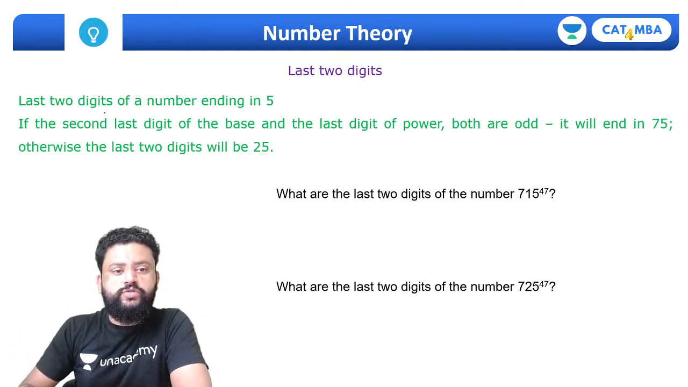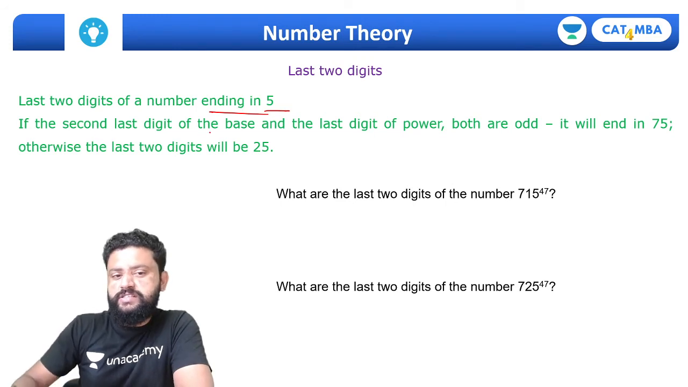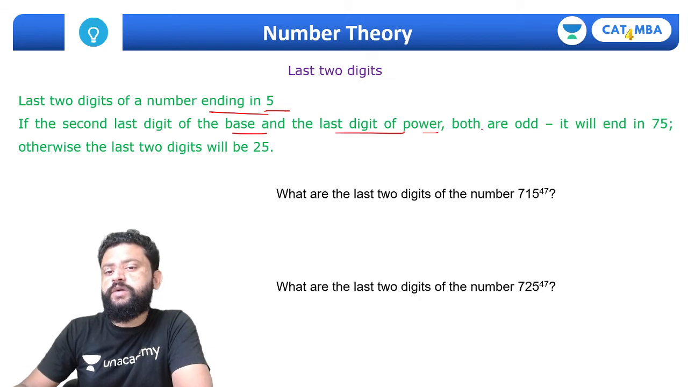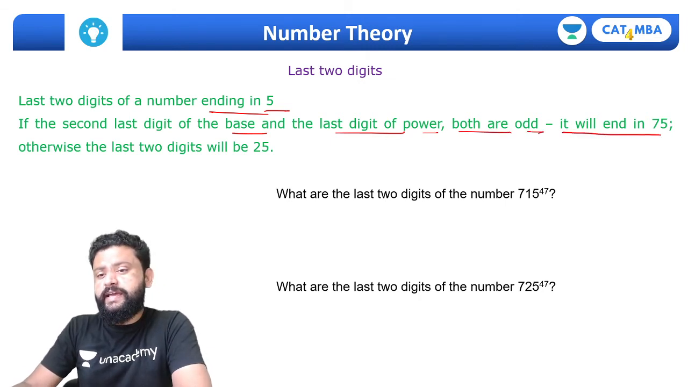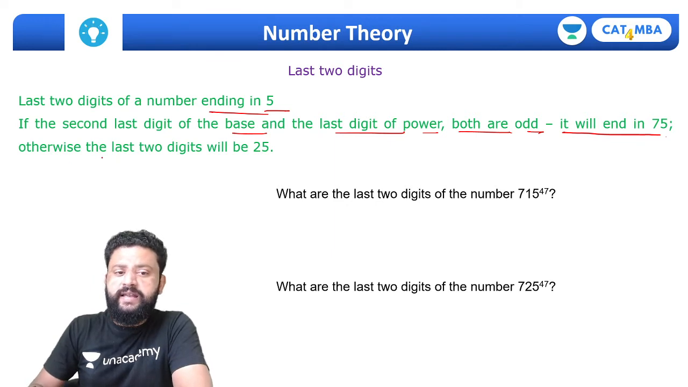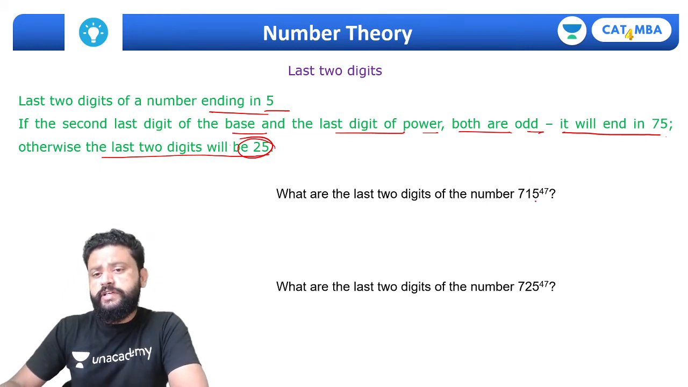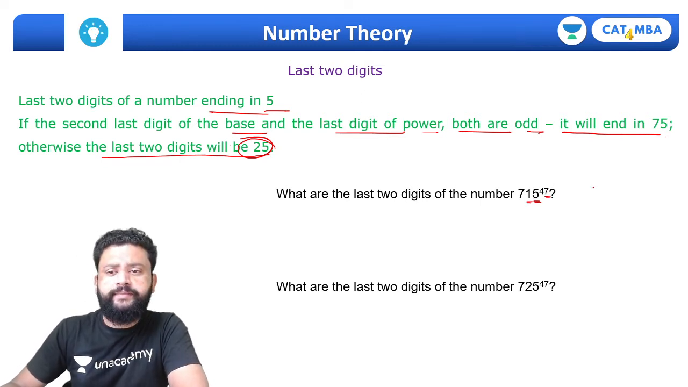Now, last 2 digits of a number ending with 5. If the second last digit of the base and the last digit of the power both are odd, then it will end with 75. Otherwise the last 2 digits will end with 25. It simply means, listen this, ये 5 से end होता है, इसके सेकेंड लास्ट और ये लास्ट दोनों ऑड हैं, so this will end with 75.